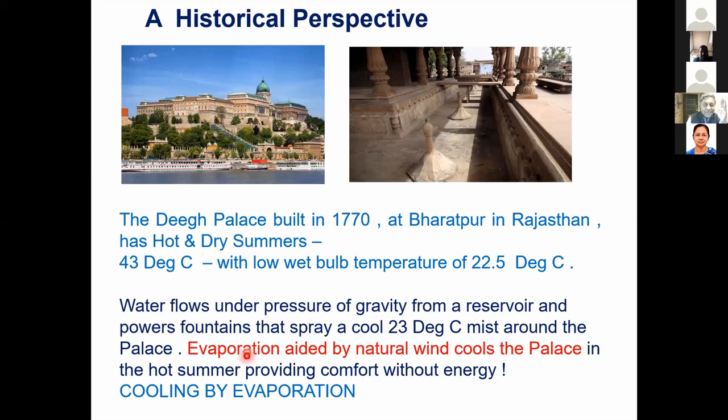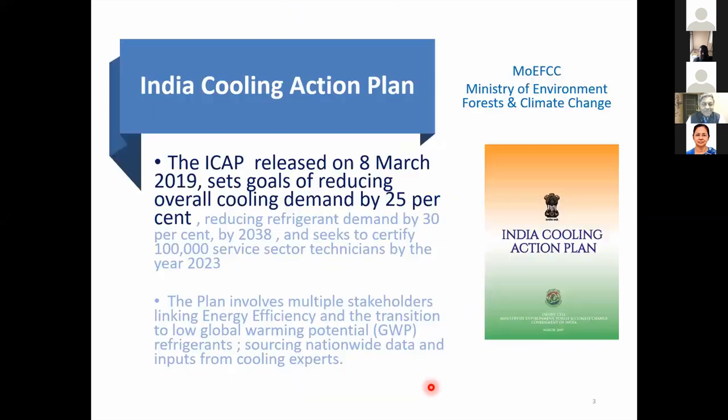But these fountains spray the cool 23 degree mist all around the palace. And evaporation aided by natural winds cooled that palace in the hot summer without any energy, cooling by evaporation. So we have history. So the India Cooling Action Plan, I'm just focusing on the goal set for reducing overall cooling demand in the next 20 years.